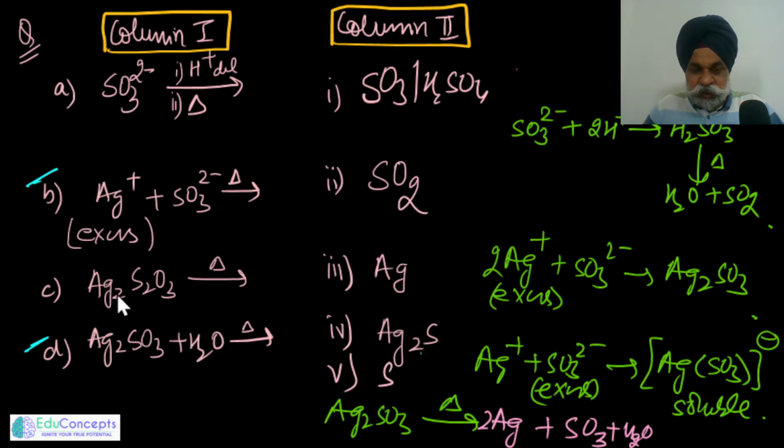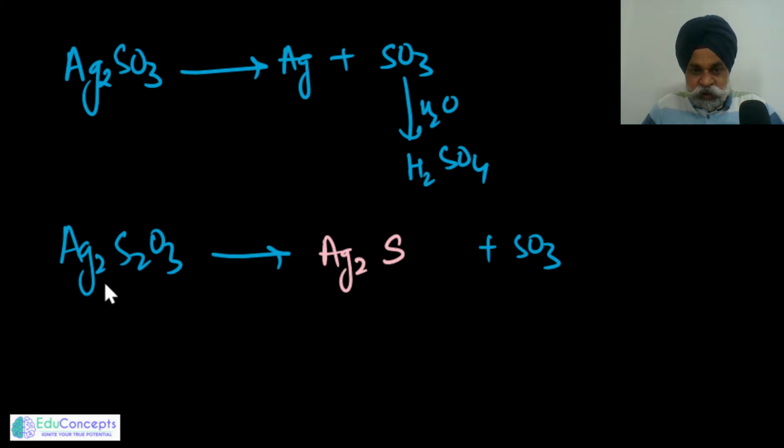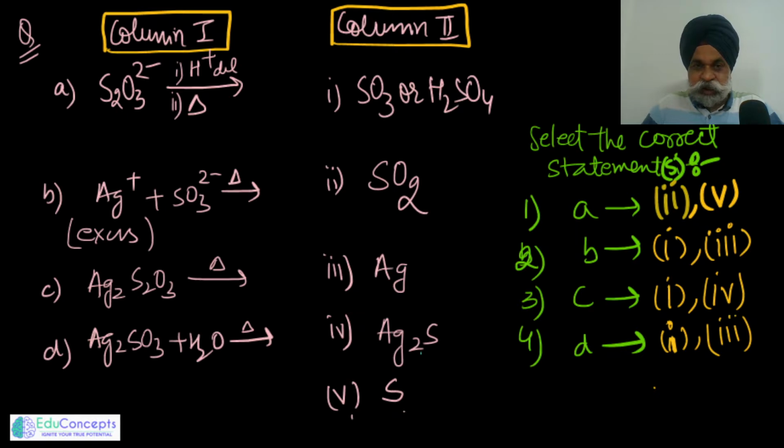And now we are left with Ag2S2O3. So what should we get for this? So Ag2S2O3 when heated gives you Ag2S and SO3. So this we have done, this we have done. Now we have to match the options. Now let us do it carefully.